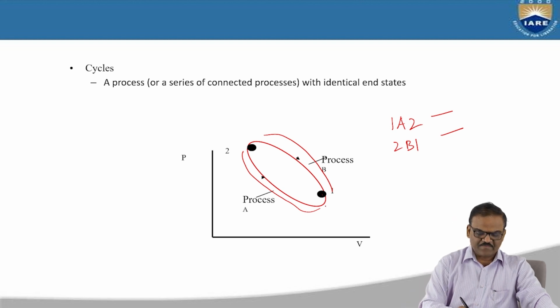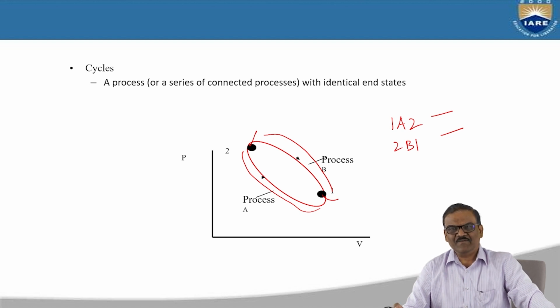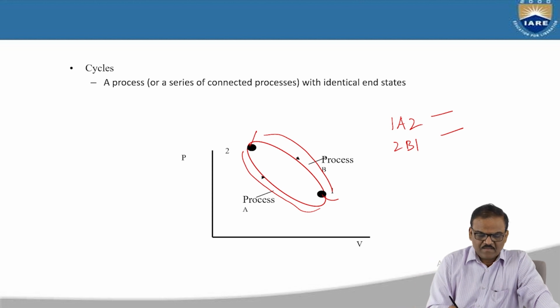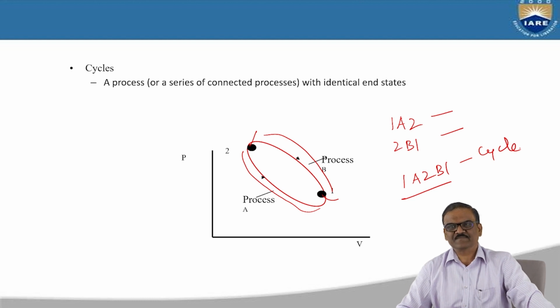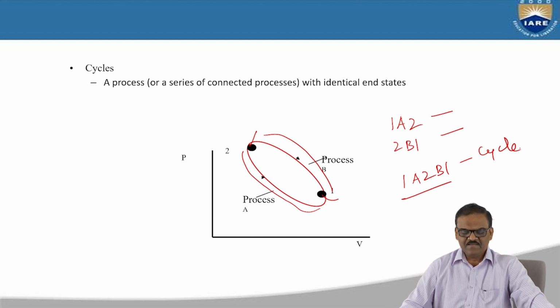When the system has been taken from 1 to 2, and from 2 to 1, these two states will contain the properties. 1A2 is called a path, and 2B1 is called a path. From 1A to B1 is called a cycle. It is a cyclic process. A process or a series of connected processes with identical end states, we call it a cycle.